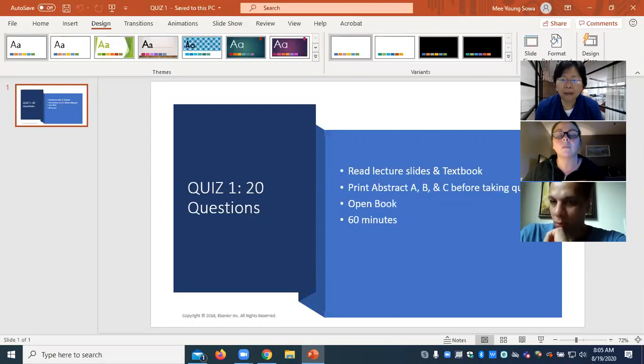If you don't have a printer, just save this on your desktop, because you are in quiz mode and going to Canvas and reading may be impossible. Therefore, we are going to review abstract A, B, and C. I'm going to ask questions about abstract A, B, and C. Therefore, you should have printed or at least saved this on your desktop, okay?